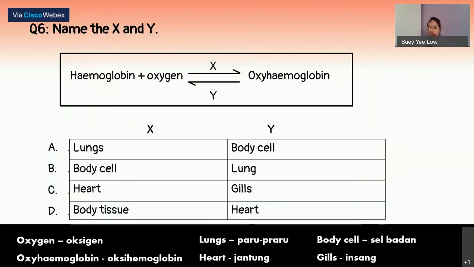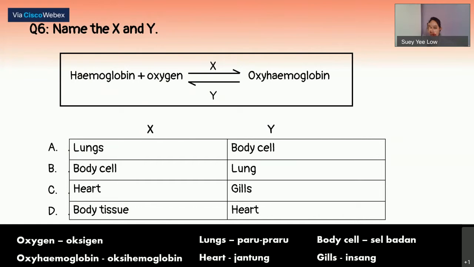Name the X and Y. As you can see in this diagram, the hemoglobin combines with oxygen in X. Then the oxyhemoglobin splits up into hemoglobin and oxygen when it comes through Y. So, X probably is where both combine, the place where you get oxygen from, and Y probably is a place that uses up the oxygen because it splits up hemoglobin and oxygen.